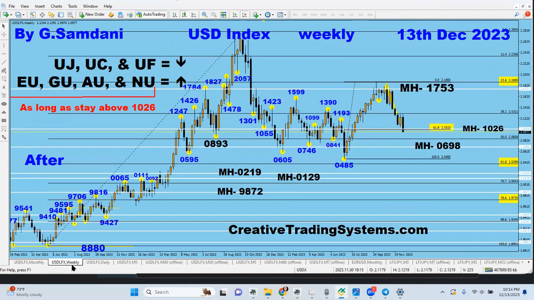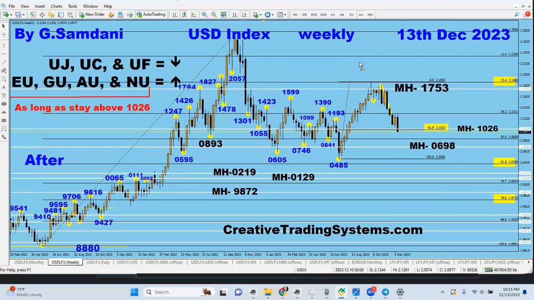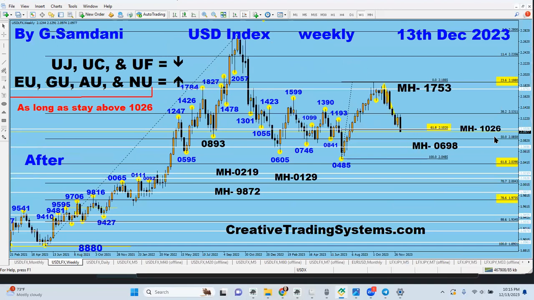Okay, the weekly chart. This is what happened. Exactly from there, it started to come down. And as of today, right now, this is the live chart. So this is what it is doing. It's bypassing even 10.26. But I think that somehow it's going to stop here and then go back up here.